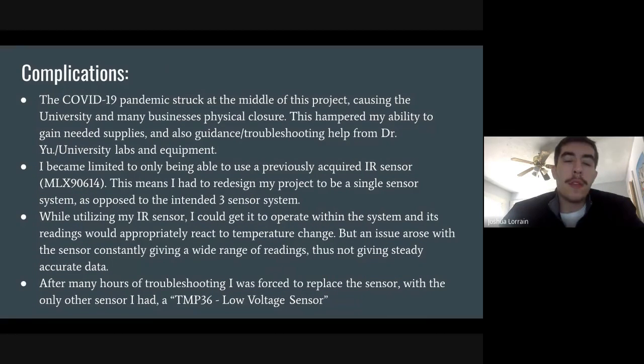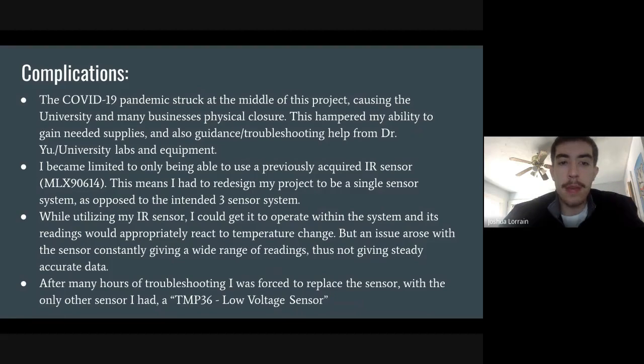All right. Obviously we ran into some complications with the COVID-19 pandemic. It struck right in the middle of this project, causing the university and many businesses physical closure, which everyone's aware of. This hampered my ability to gain needed supplies and also hands-on guidance and troubleshooting help from both Dr. Yu and the university. I lost access to the labs and all the equipment and everything. So that took a big hit on us.